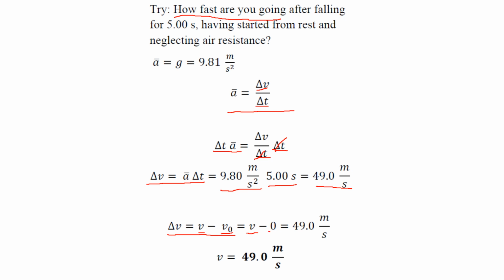The initial velocity is 0 again, and I know that because I read the problem carefully, and it says starting from rest. So starting from rest means the initial velocity v sub naught is 0, and we calculated above that delta v was 49 meters per second. And so we wind up with the final velocity: v minus 0 is 49 meters per second, or the final velocity v is 49 meters per second.